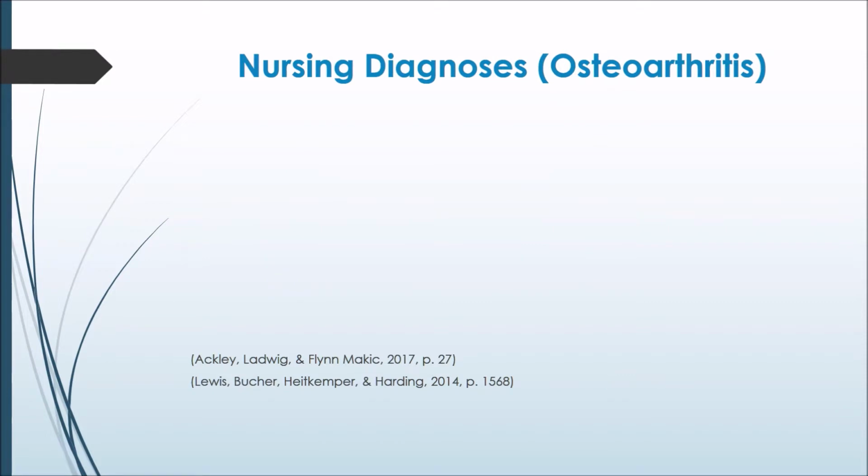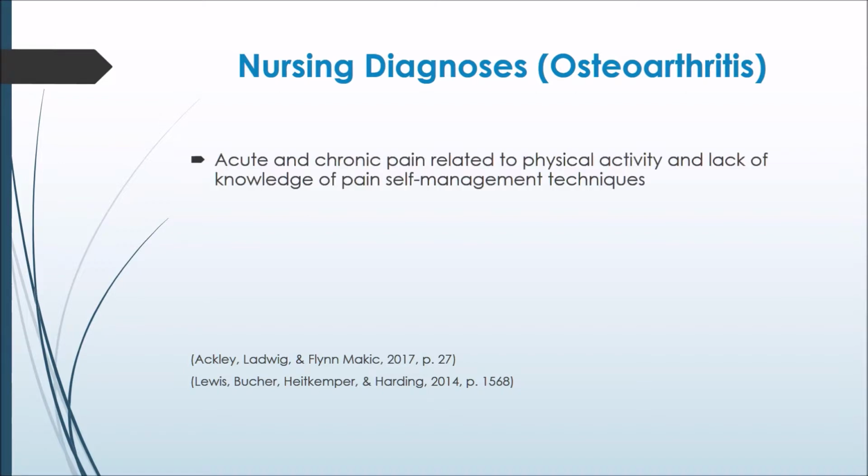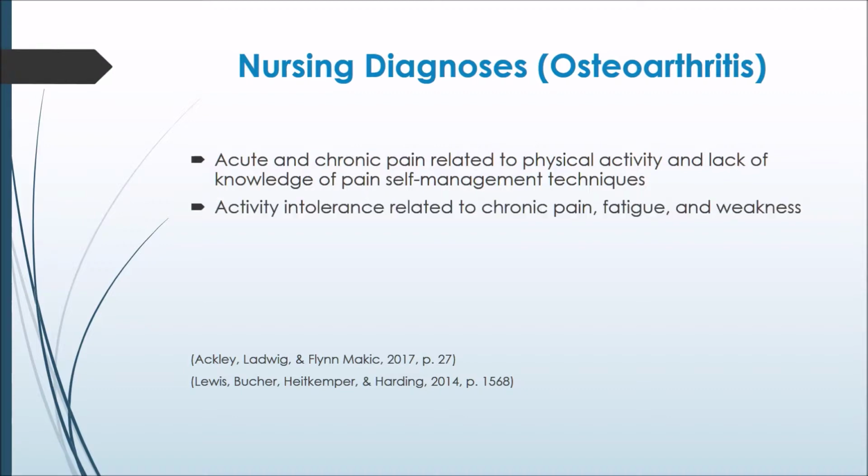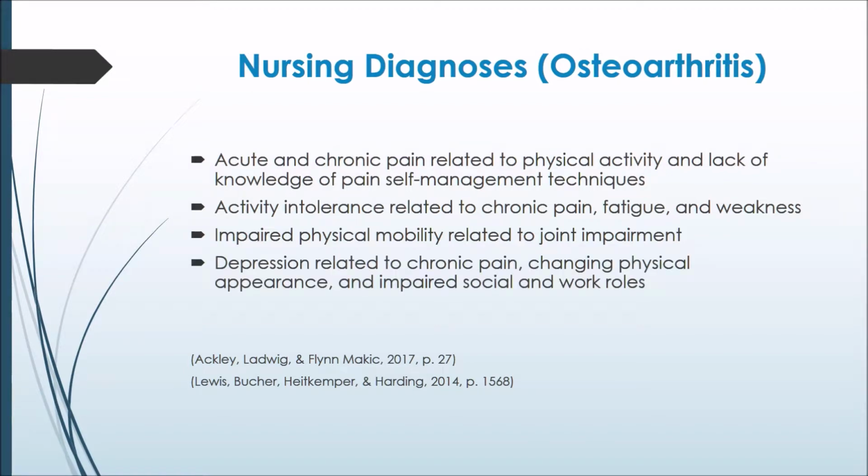Here are a few approved NANDA nursing diagnoses for osteoarthritis. They are acute and chronic pain related to physical activity and lack of knowledge of pain self-management techniques, activity intolerance related to chronic pain, fatigue, and weakness, impaired physical mobility related to joint impairment, and depression related to chronic pain, changing physical appearance, and impaired social and work roles.